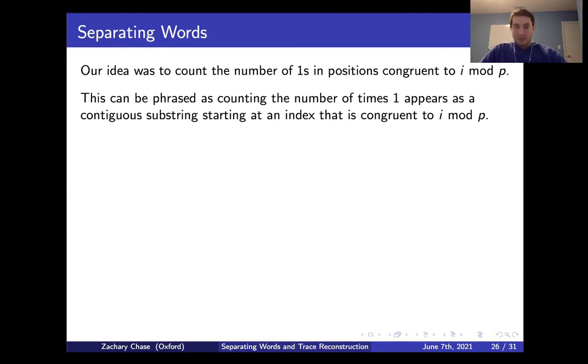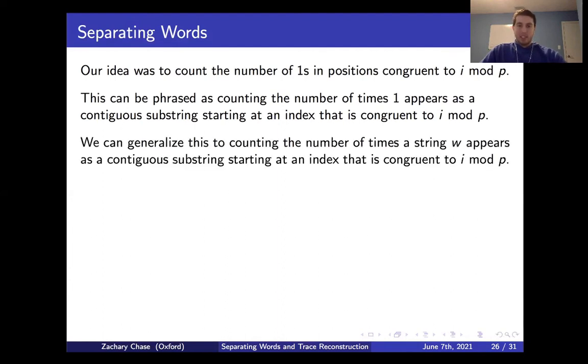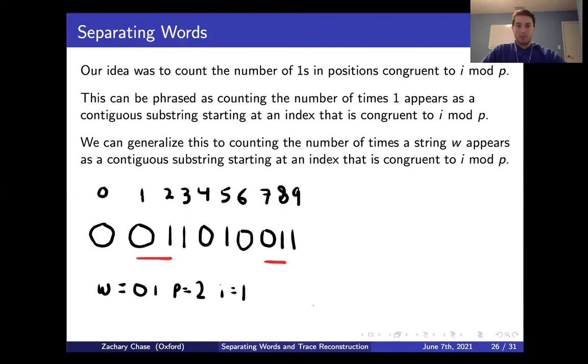You'll see why I'm making the equivalence in a second, but it is just the same thing: counting the number of times 1 appears as a contiguous substring in x, where the starting index of the appearance of this contiguous substring is at an index that is congruent to i mod p. The reason for phrasing it like this is that we can generalize this to counting the number of times a string w appears as a contiguous substring starting at an index that is congruent to i mod p.